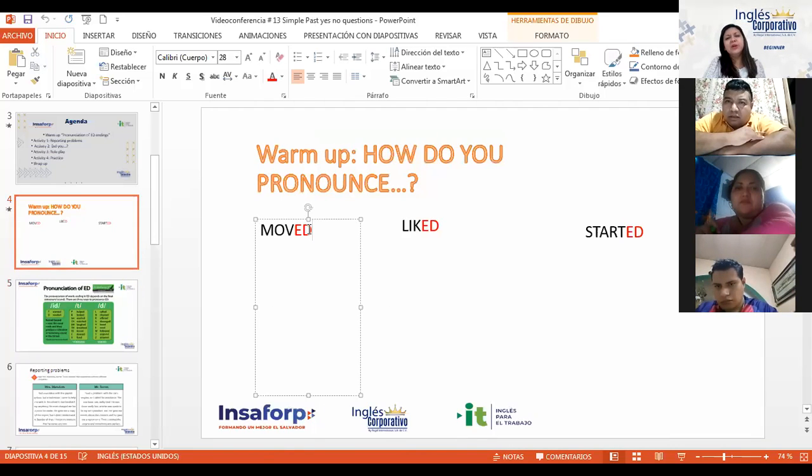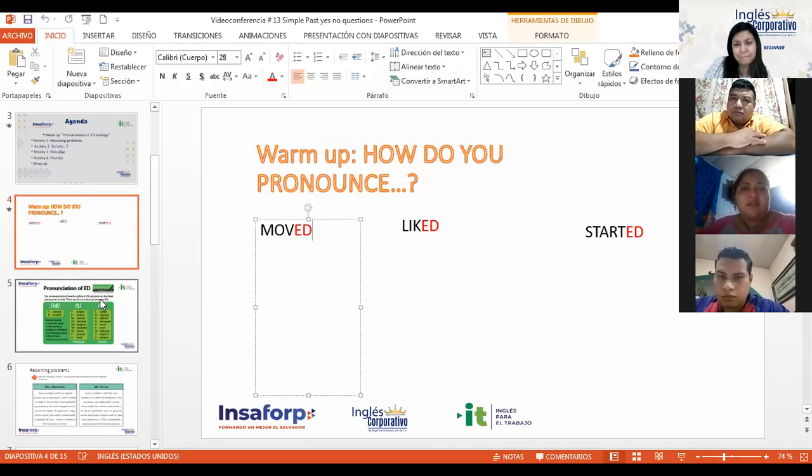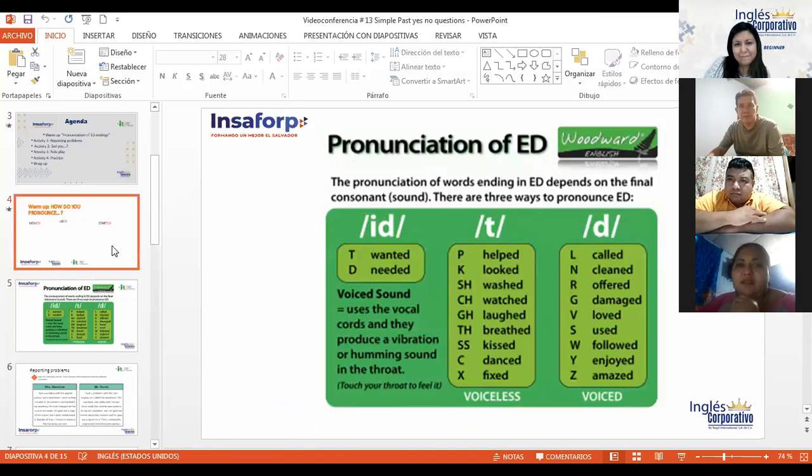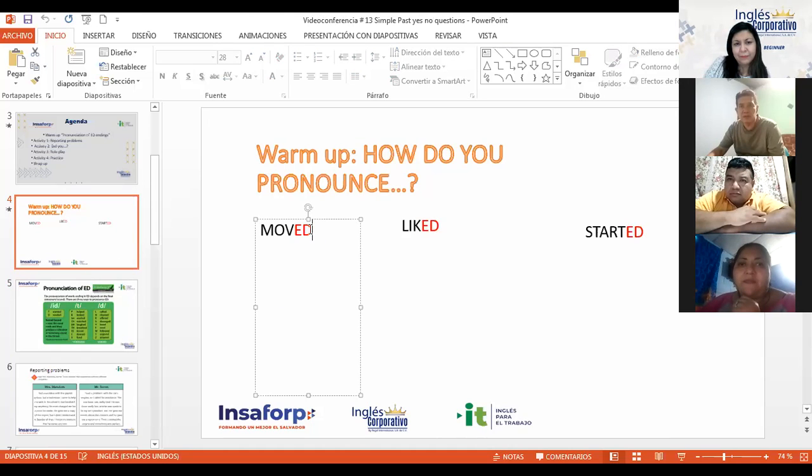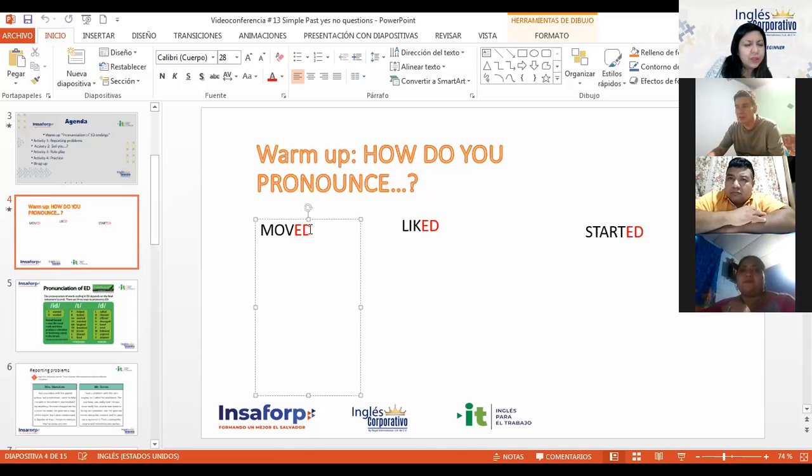So can you give me more examples of verbs whose pronunciation is like d? For example, we have moved. What other verbs can we have here? Do you remember? I cannot hear you very well. I'm going to give you more.